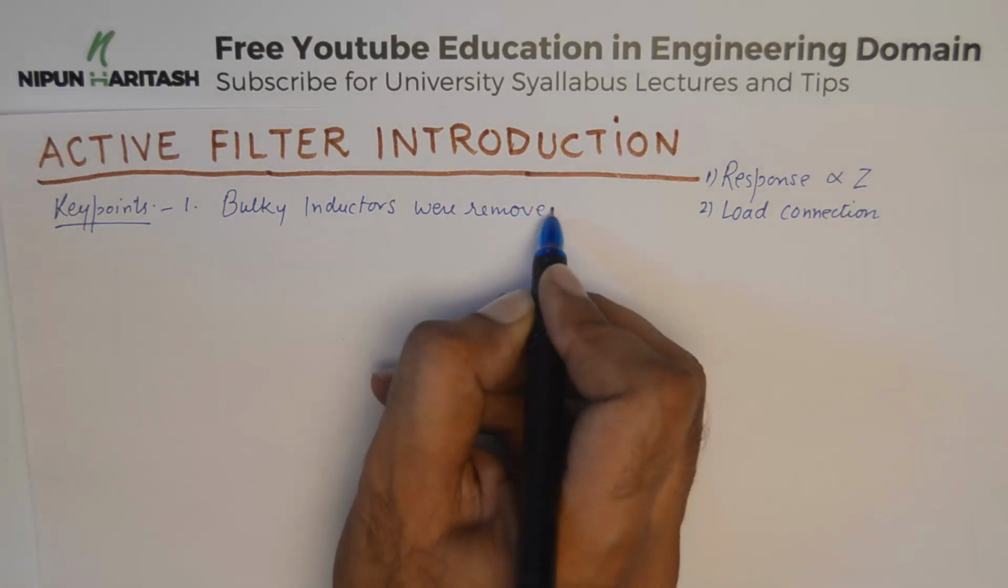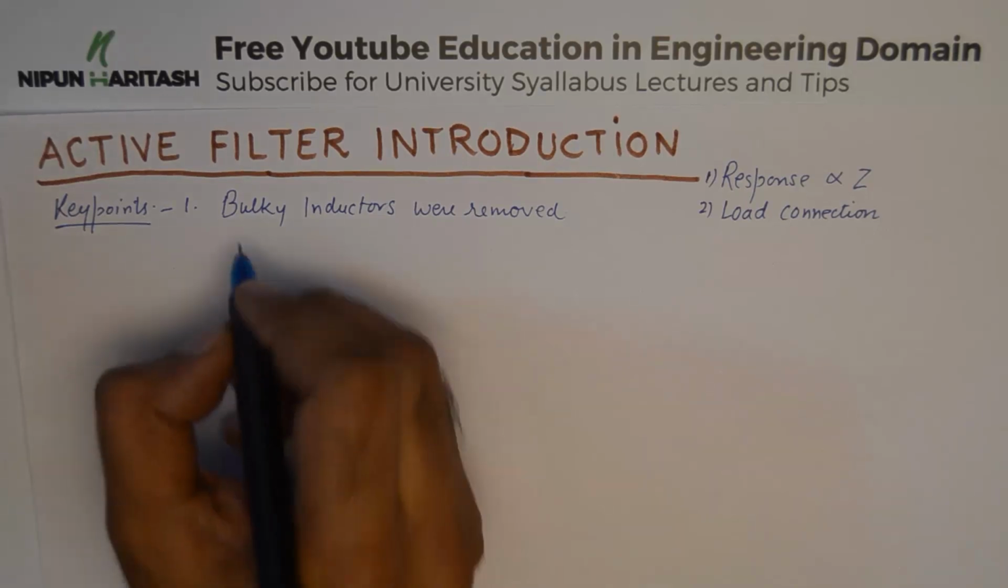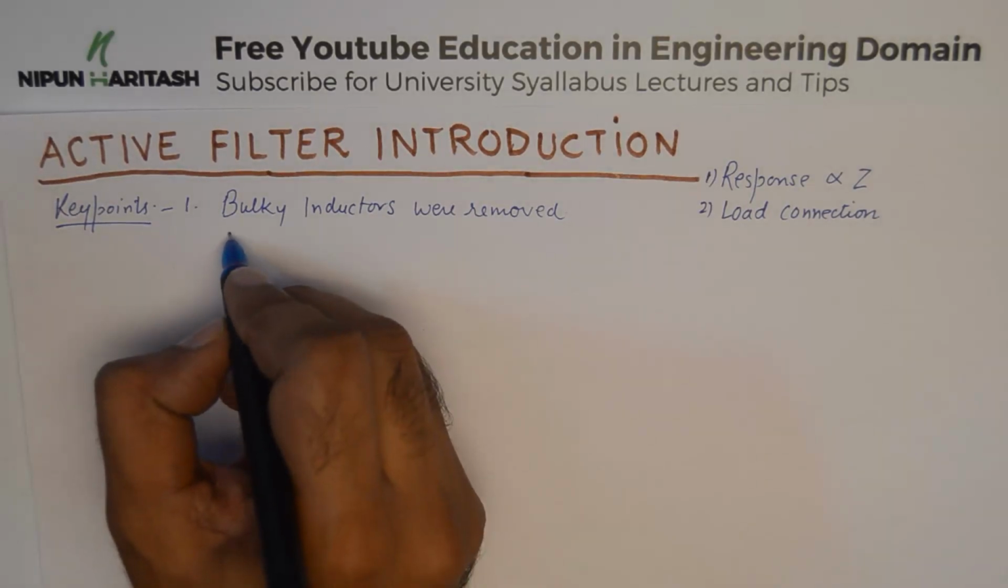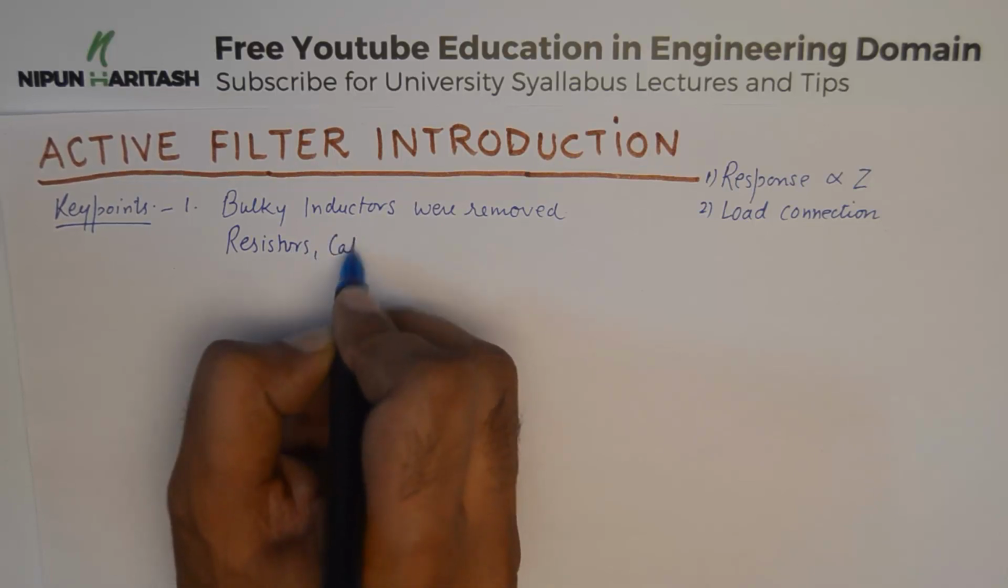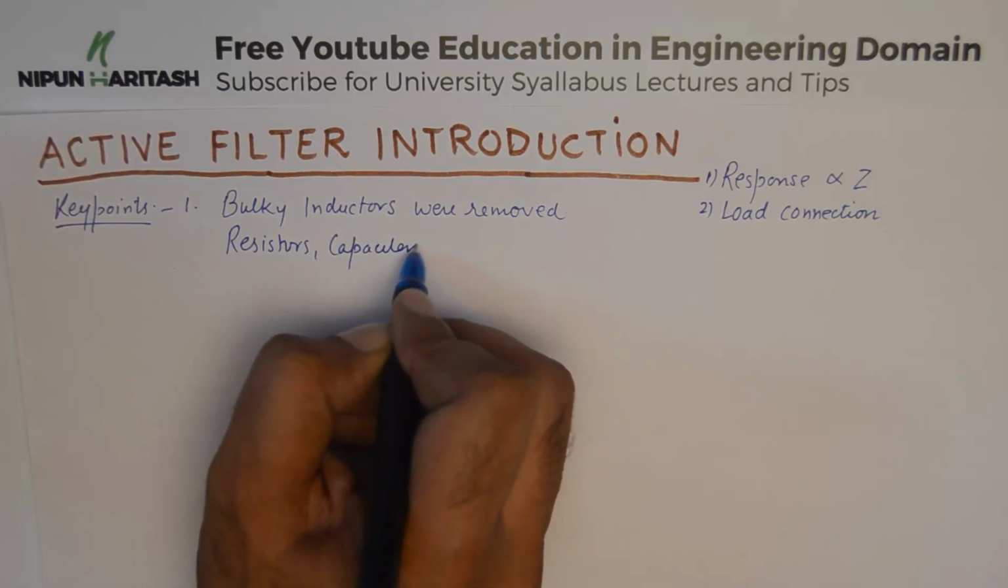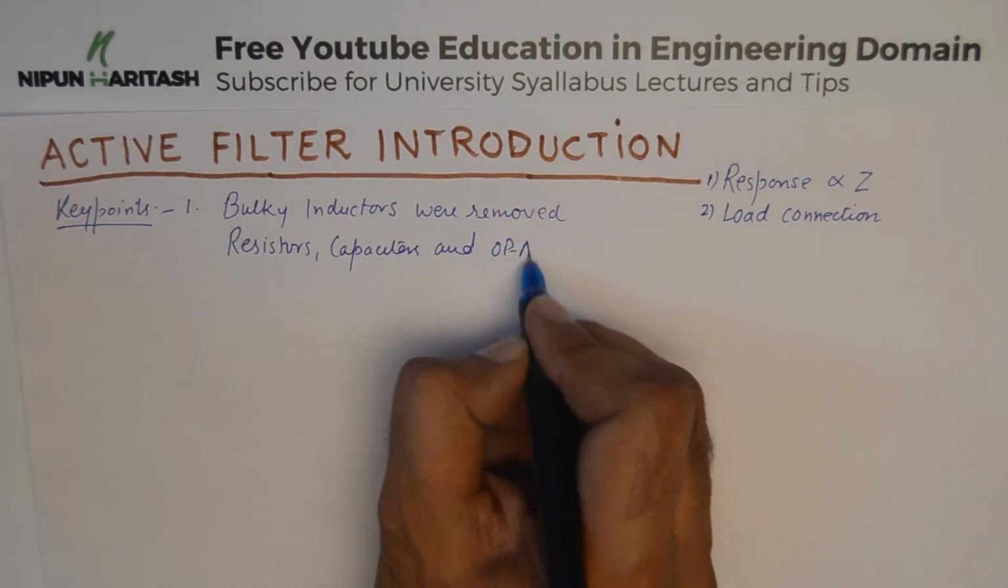So if you get a theoretical short answer type question on active filters, the first key point that you need to remember is that all the inductors were removed from the filter designing process, and we were left with resistors, capacitors, and op amps.